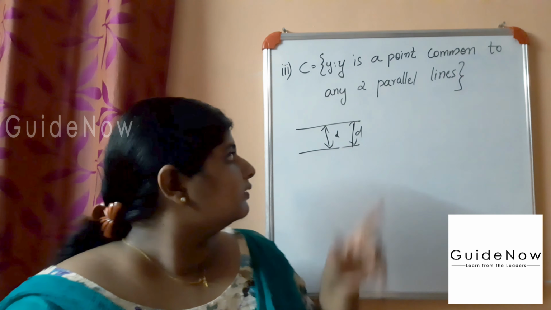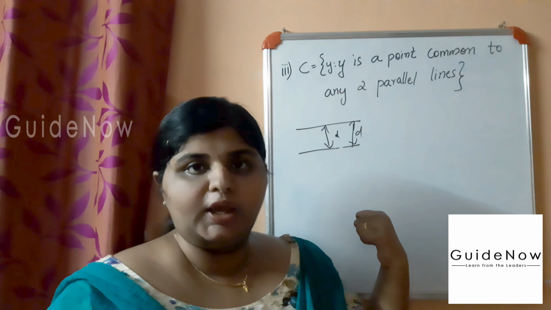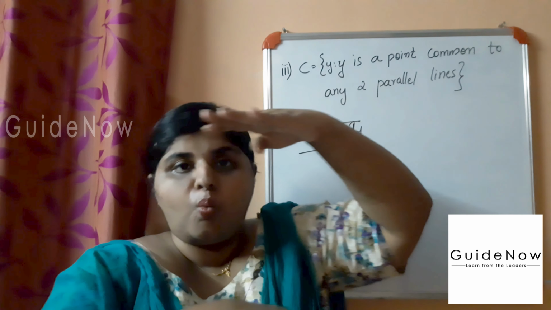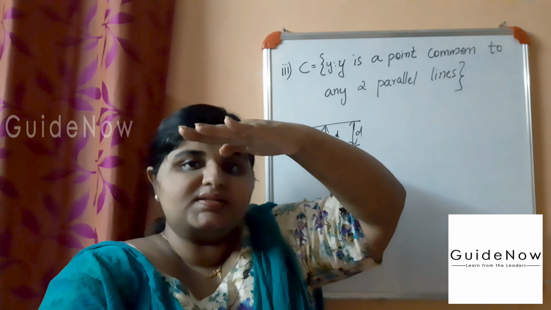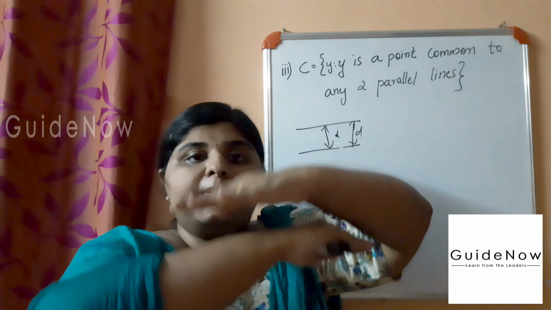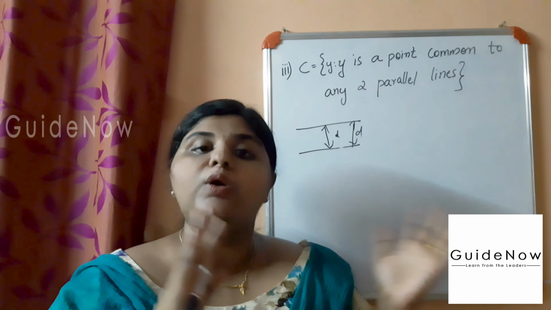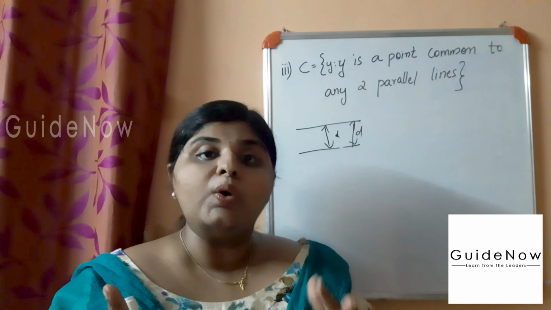Okay. So a common point is not in parallel lines. That means the two lines are like this: one in the upper part and one in the lower part, at the same equal distance. So they cannot meet at any point. Parallel lines cannot meet. So in the case of parallel lines, there is no common point.